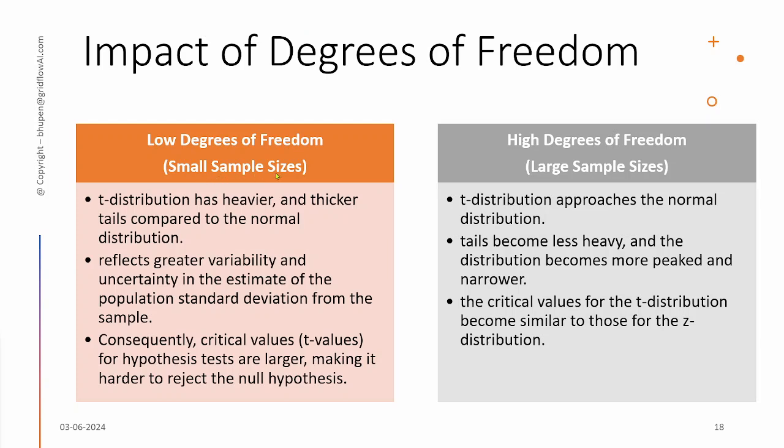Lower degrees of freedom, small sample sizes, means the t-distribution is heavy and thicker compared to a normal distribution. And this also means greater variability in the shape of the distribution. That means that in hypothesis testing, it is pretty hard to reject a null hypothesis because you have to get a large statistic to compare against the critical value. And the critical value also increases as the degrees of freedom decrease, and hence it is pretty hard to reject. And that's why the t-test or t-distribution is very useful in making a decision. And just the opposite with the large sample.